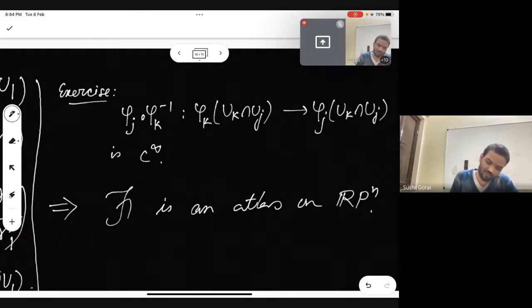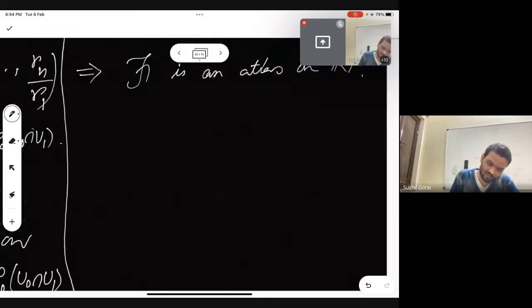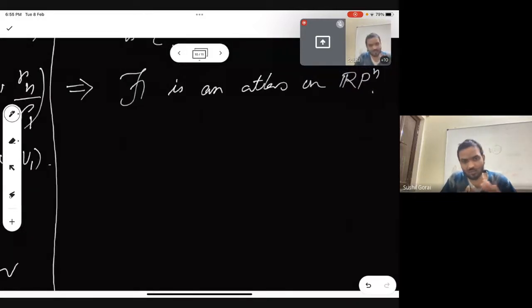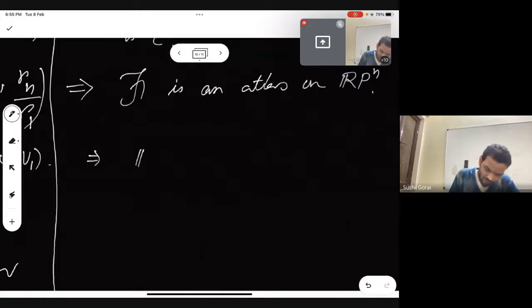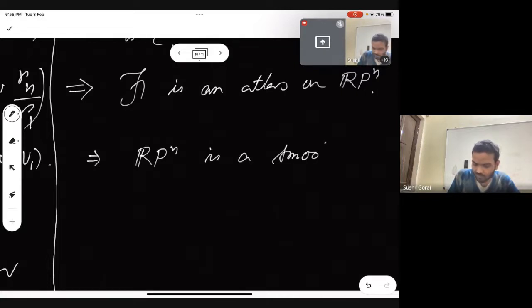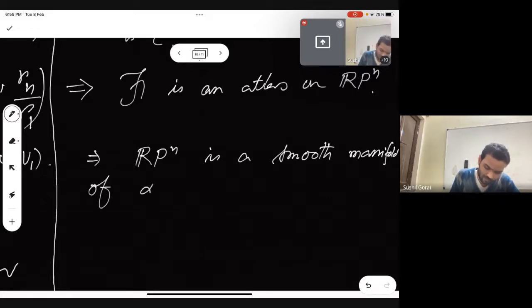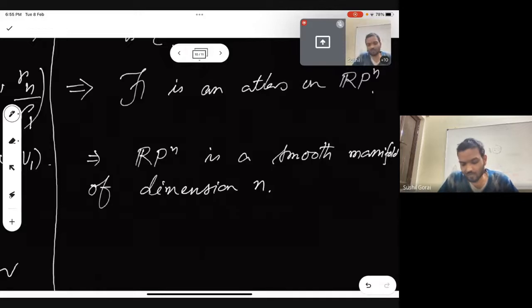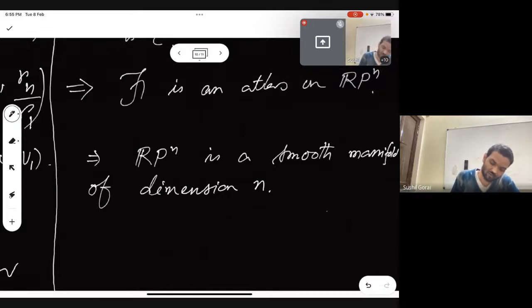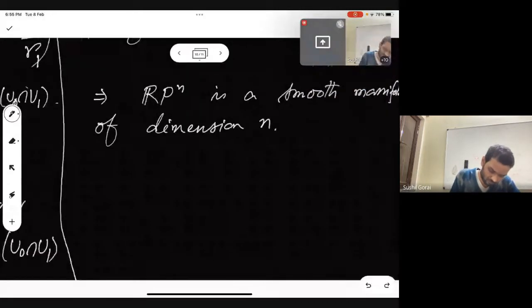Now, for those who are interested, once this is an atlas, this gives you that RPn is a smooth manifold of dimension n. So RPn is a smooth manifold of dimension n, and this is a nice manifold. It will keep on coming again and again. So next are a few remarks.